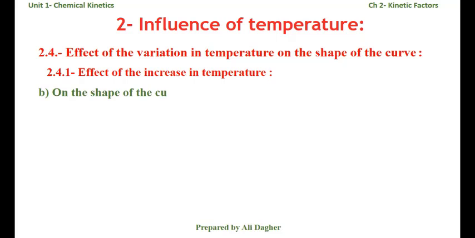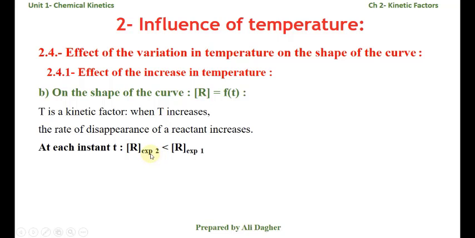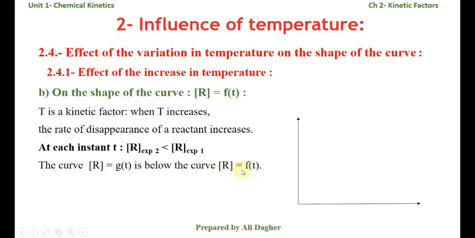Now, on the shape of the curve concentration of reactant equal F(t). T is a kinetic factor. When T increases, the rate of disappearance of a reactant increases. At each instant t, concentration of reactant in experiment 2 is less than concentration of reactant in experiment 1. Since the rate increases, the concentration of reactant disappeared increases. That means the concentration of reactant left decreases. The curve concentration of reactant equal G(t) is below the curve concentration of reactant equal F(t) on the graph.